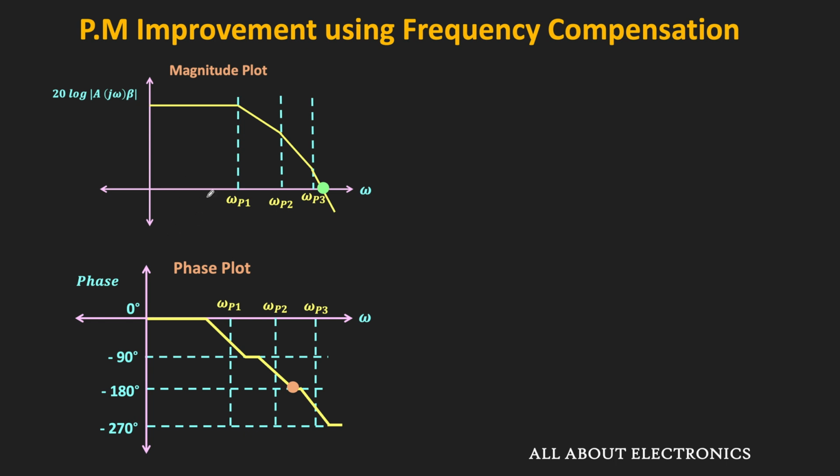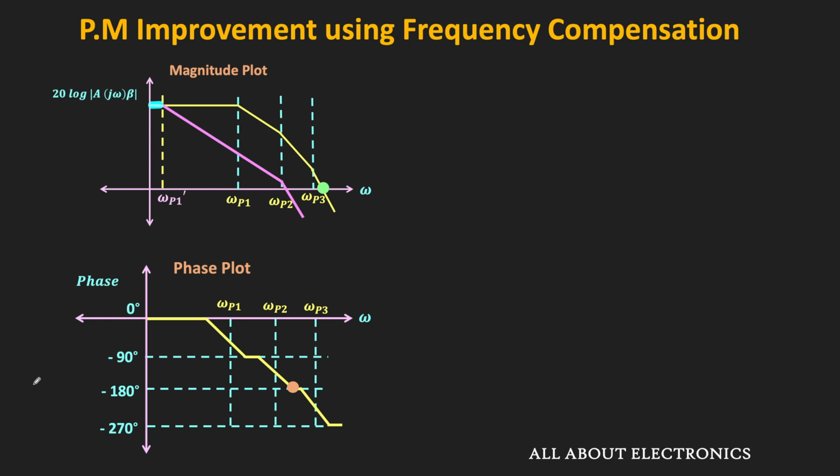So here, by shifting the dominant pole towards the origin, it is possible to move the gain crossover frequency towards the left, and in this way it is possible to get a more stable response and improve the phase margin. As you can see, the first pole is arising at omega p1. Now, if we shift this dominant pole to the new frequency omega p1 dash, then this is how the new response will look.